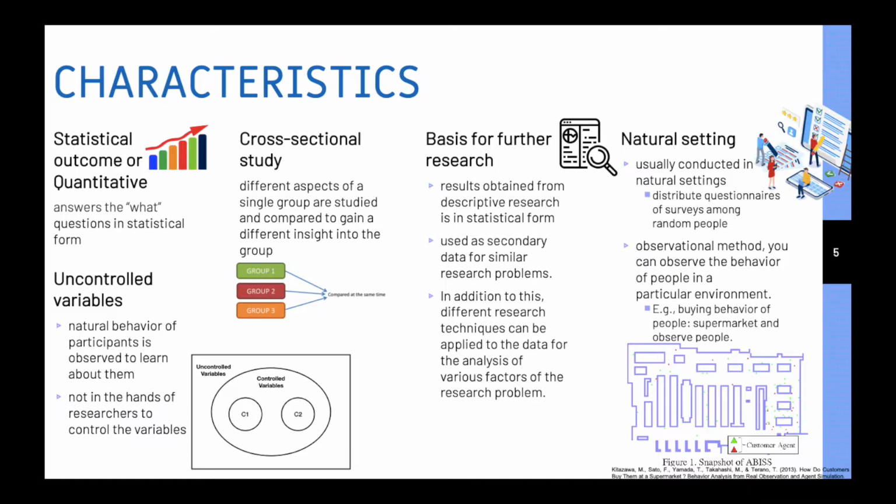Secondly, uncontrolled variables. In descriptive research, none of the variables are influenced in any way. This uses observational methods to conduct the research. Hence, the nature of the variables or their behavior is not in the hands of the researcher. Third, cross-sectional studies. Descriptive research is generally a cross-sectional study where different sections belonging to the same group are studied. And the last characteristic, the basis for further research. Researchers further research the data collected and analyzed from descriptive research using different research techniques. The data can also help point towards the types of research methods used for the subsequent research.